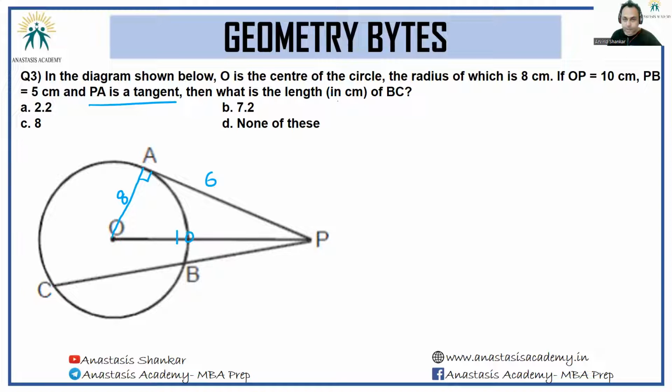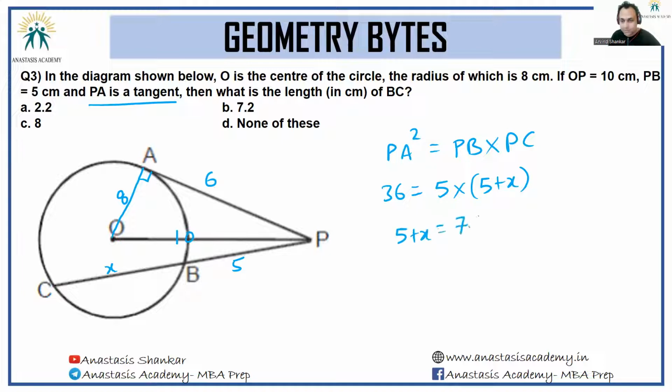Okay. Finally, they've also told me PB is equal to 5. So this is 5. What is the length of BC? This length is BC. Okay. So according to the tangent secant property, PA square is equal to PB into PC, or 36 is equal to 5 into 5 plus x. 5 plus x is equal to 7.2. X is equal to 2.2. Option A.